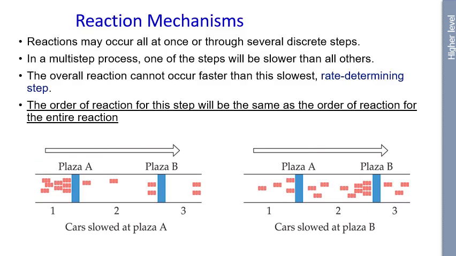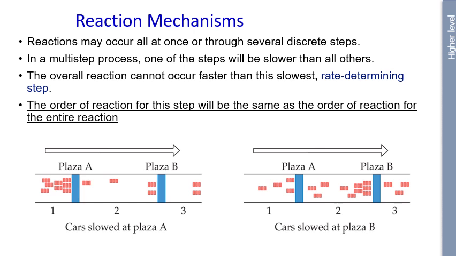So this is all linked to reaction mechanisms and ways that we can try and determine reaction mechanisms for reactions. Reactions may occur all at once or through several discrete small steps. In a multi-step process, one of the steps will be slower than all the others. We call this step the rate determining step.